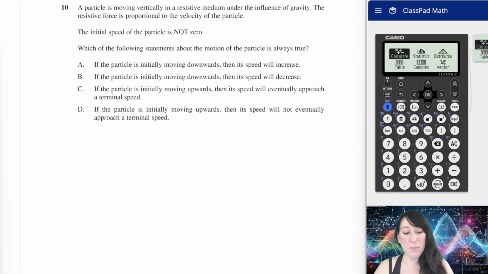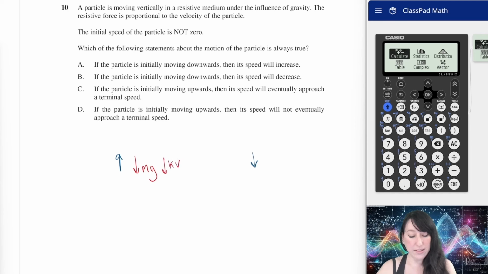Question 10. A particle is moving vertically in a resistive medium under the influence of gravity. The resistive force is proportional to the velocity of the particle. The initial speed of the particle is not 0. Which of the following statements about the motion of the particle is always true? So once again, a diagram could be helpful here. There's two possible situations. The particle is initially moving up or initially moving down. We have a downward force of mg and a force in the opposite direction of travel, which is kv, since it's proportional to the velocity.